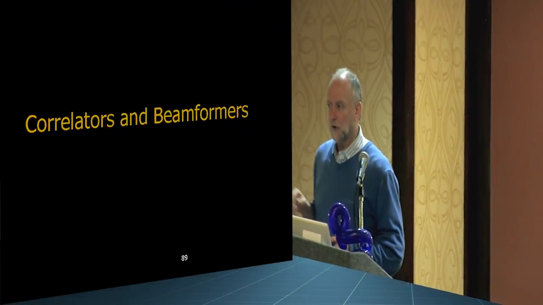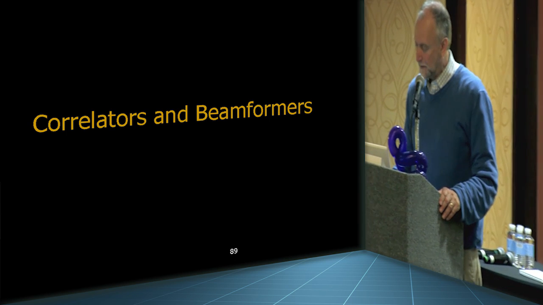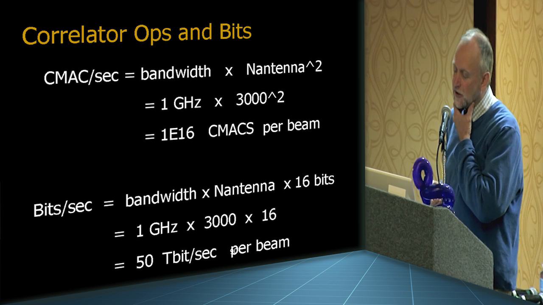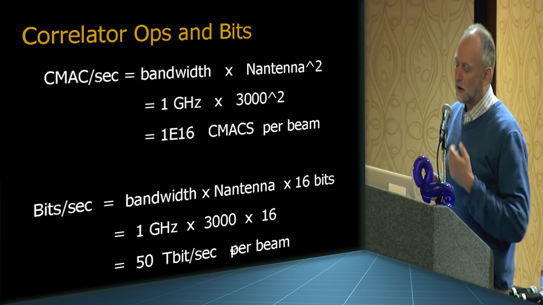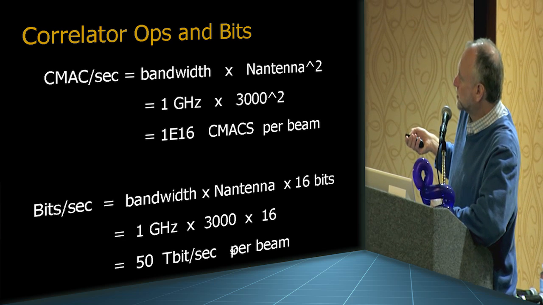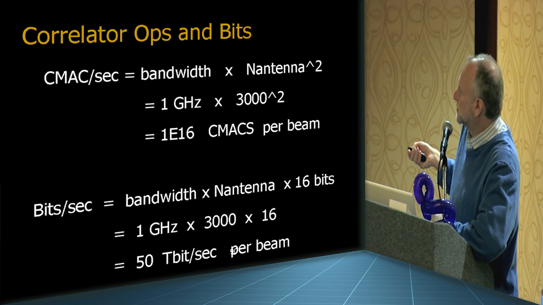Okay, so that's kind of the fundamentals of these different things that we want to do: form beams and form correlators. So I mentioned this: the operations per second of a correlator is proportional to the bandwidth coming from each antenna times the number of antennas squared.